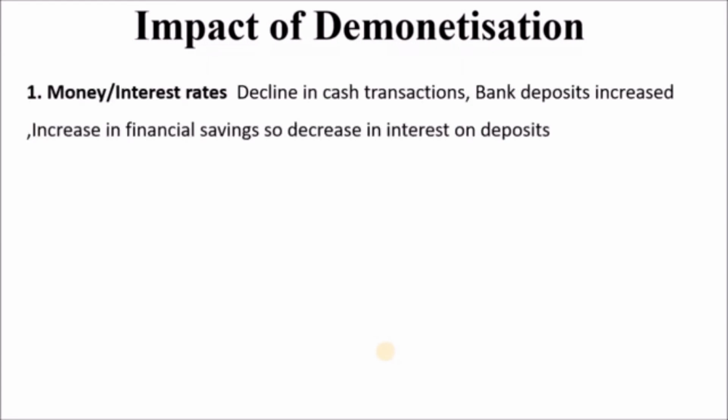Now we'll see what is the impact of demonetization. So if we talk of money or the interest rates, the interest rate declined, and this happened because bank deposits increased and the saving increased. So banks were having a lot of money. You know the rule of demand and supply. So the supply of money was more there with the bank. As a result, the interest rate on the deposits which were there in the bank decreased.